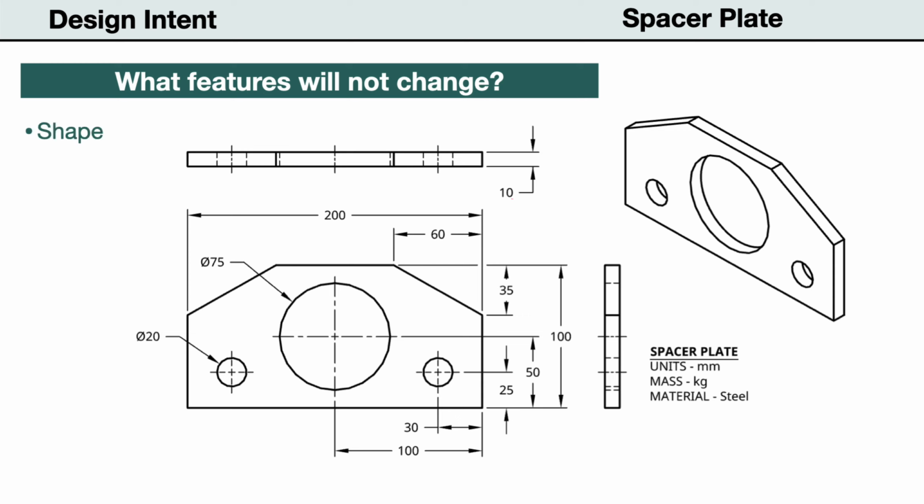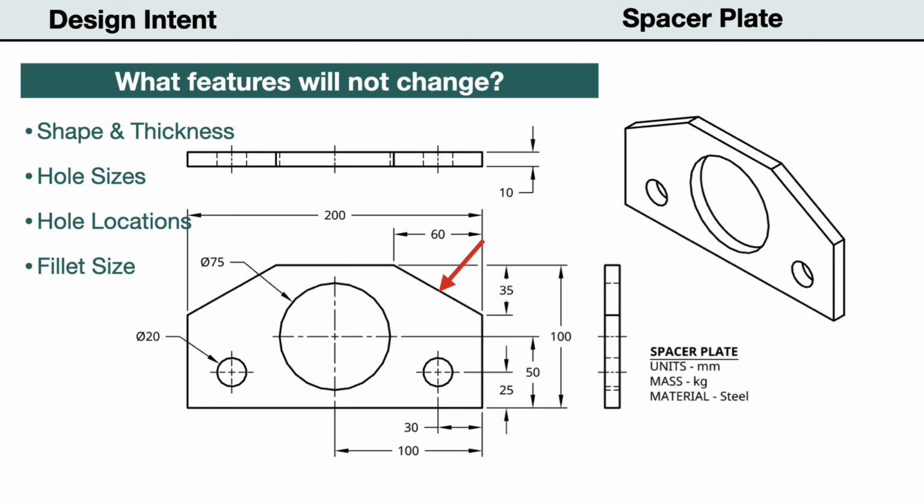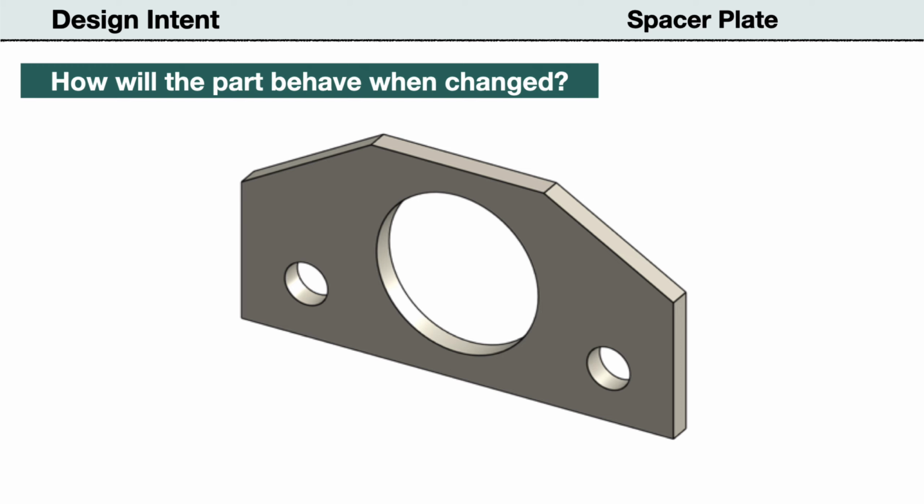Next, we need to identify the features that should remain unchanged when the variables are updated. In this case, the general shape should be maintained. The size of the large hole and size of the small holes should remain the same. The large hole should remain centered on the part. The small holes should remain in the same locations relative to the outside edges. Size and location of the filleted edges should remain the same relative to the top corners. The left and right symmetry of the part should be maintained when revisions are applied. When creating the model, the choice and order of placing constraints will determine if the model will change predictively.